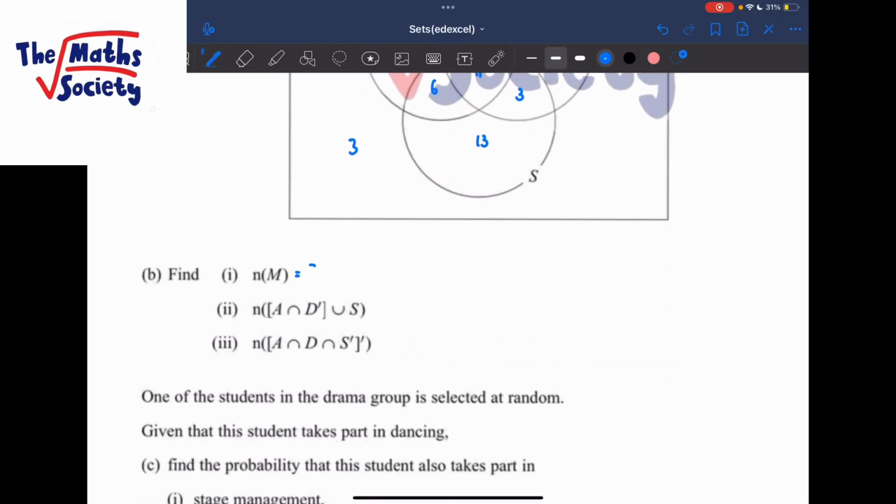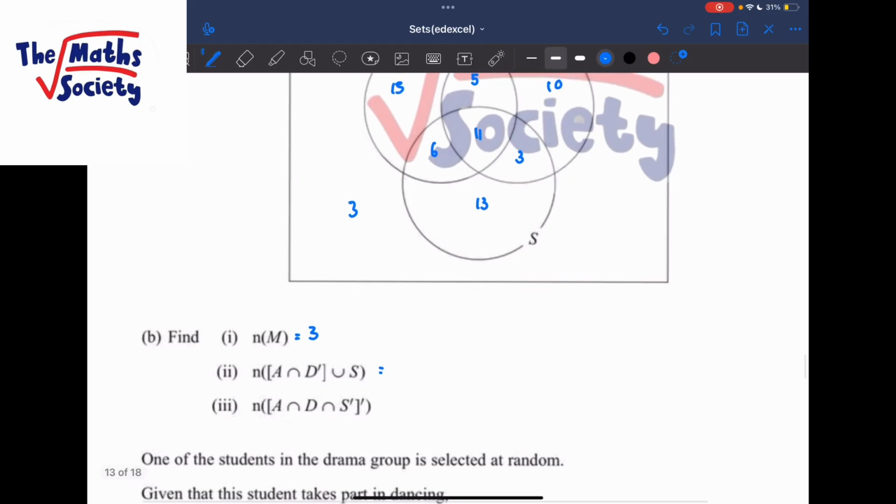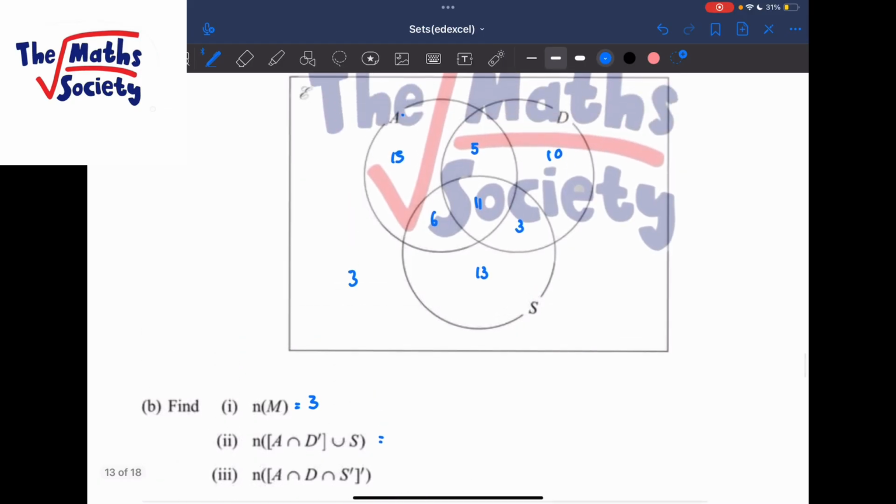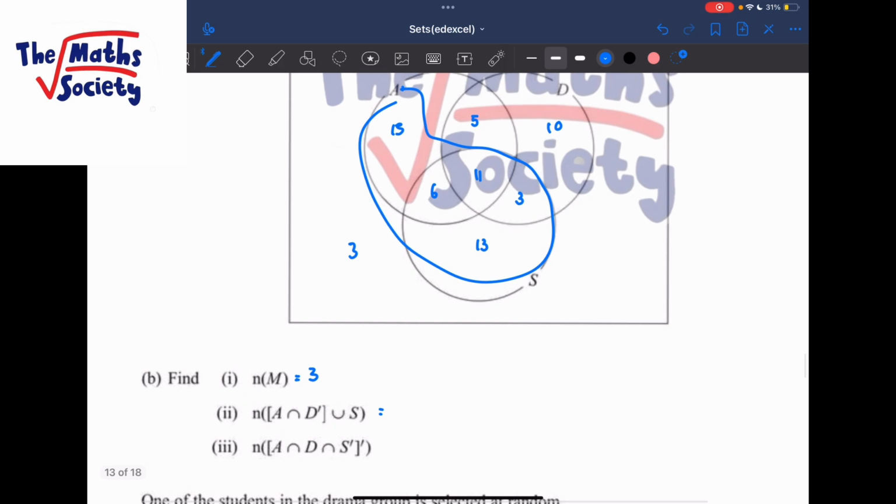So you can just say that there's going to be 3 people. It says the number of A intersect D prime, A intersecting with something that's not D. That's going to be union with S, which means it's going to be all these three. So which is this whole part of it, which is 15, 6, 11, 3, and 13, which will end up in 48.